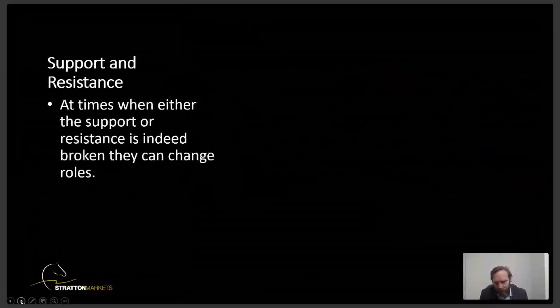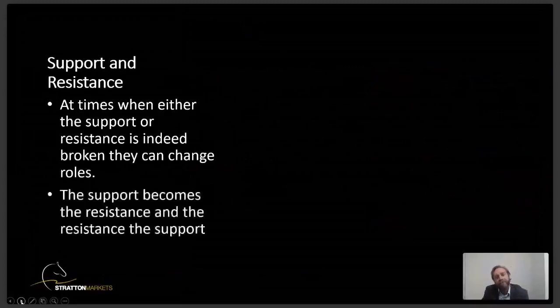And there is no solid written golden answer that a level is definitely broken. Some say when a candlestick opens and closes above it. Others say that it's when the support and resistance changes its role. Because what you can see is, if a support or resistance is indeed broken, then it changes its role, i.e., for example, the support becomes the resistance and the resistance becomes the support.